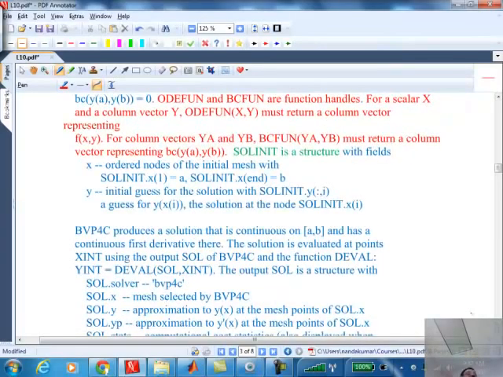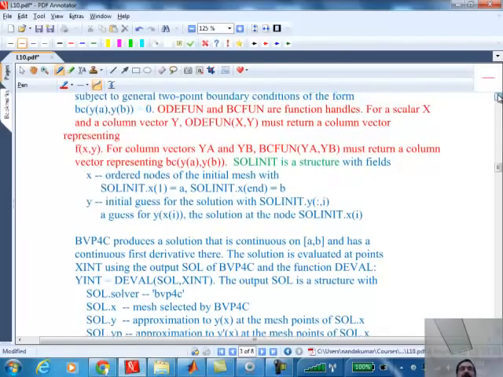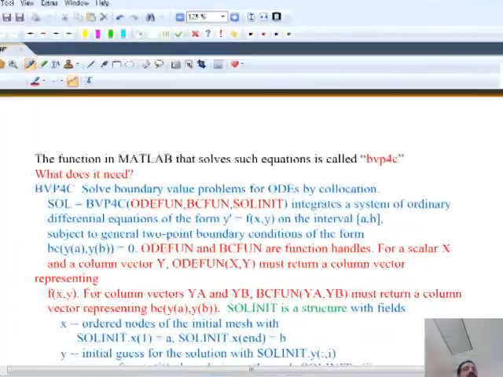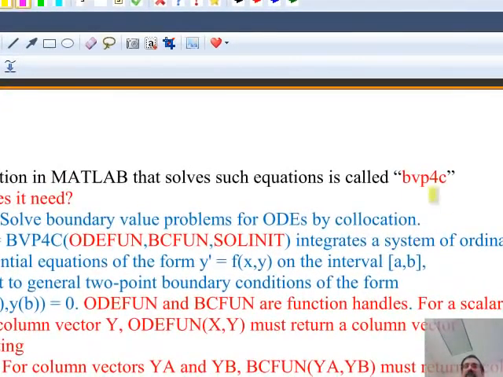Okay, now we are going to go into MATLAB. So we know we have a boundary value problem, a second order equation. That's the one that we are going to solve, the heat transfer problem. So the first thing that I do is ask for help: how do I use BVP4C? That is the function that solves boundary value problems.